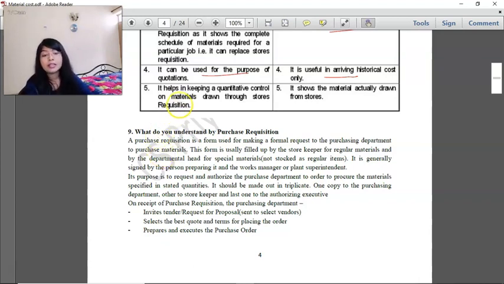This bill of material will help you in keeping quantitative control on material drawn through the store requisition, because it puts in a benchmark, or a ceiling limit, that only this much quantity is going to be used in the particular period of time. The material requisition is actually drawn from the store, so it does not do such a thing.